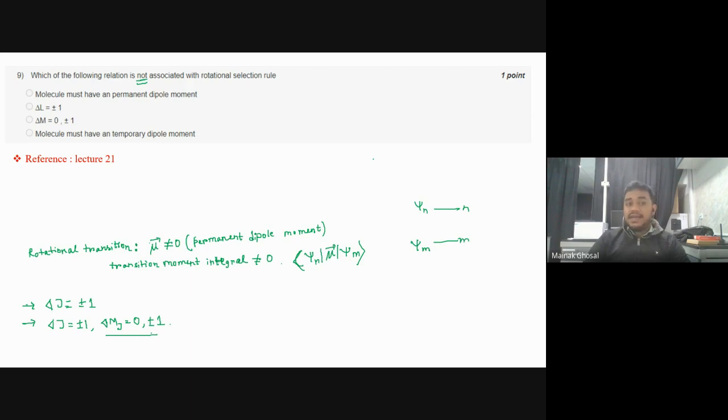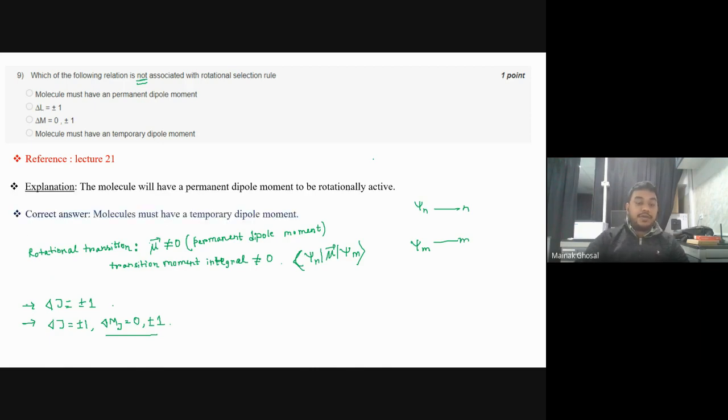So you can see that the first three conditions are satisfied by the rotational selection rule. But the fourth condition, which says the molecule must have a temporary dipole moment, is not true, because a molecule needs to have a permanent dipole moment to be rotationally active. So your answer should be the fourth one. Got it?